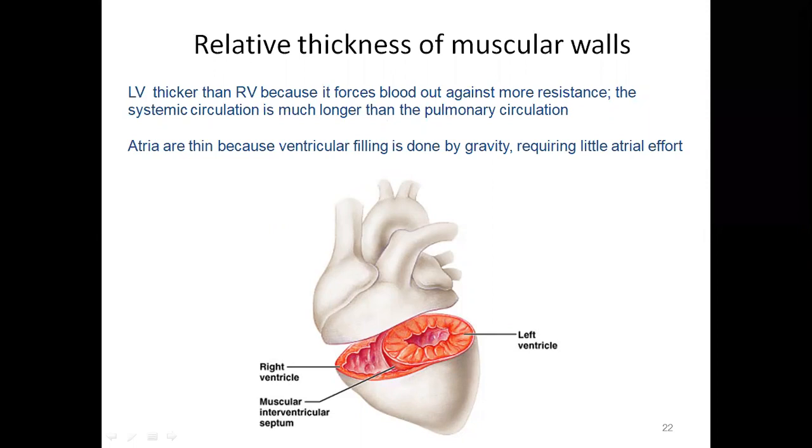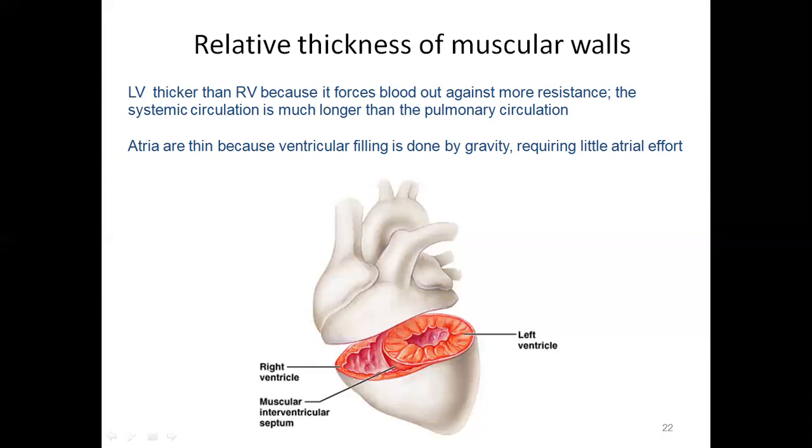See, the left ventricle is thicker than the right ventricle because it forces blood out against more resistance. And that's why most of the time the myocardium is affected in case of heart attack. The systemic circulation is much longer than the pulmonary circulation. We had discussed the circulation in our previous sessions.